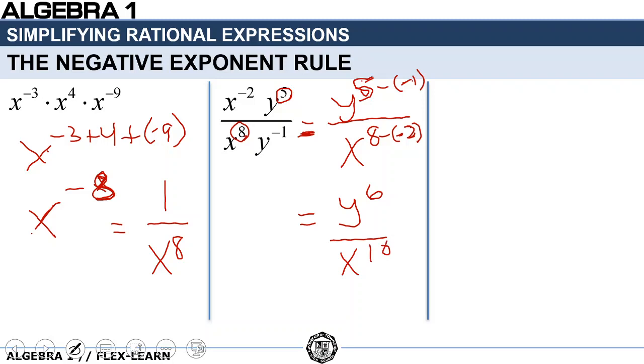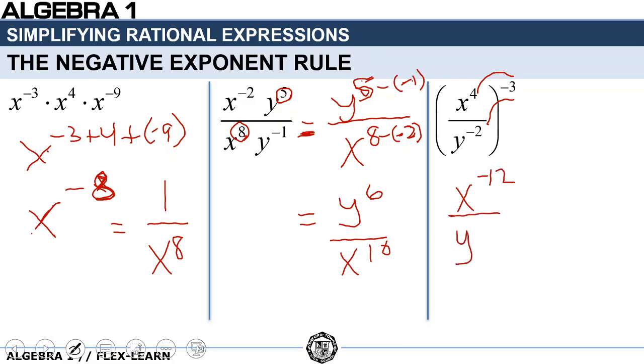One more example here, something like this. What if you have x to the 4th over y to the negative 2, all of that raised to the negative 3? On a problem like this, since the bases are different, I'm just going to multiply negative 3 to both exponents on the inside here. So that's going to give me x to the negative 12th power divided by y to the positive 6th power. Because negative 2 times negative 3 is positive 6, and 4 times negative 3 is negative 12.